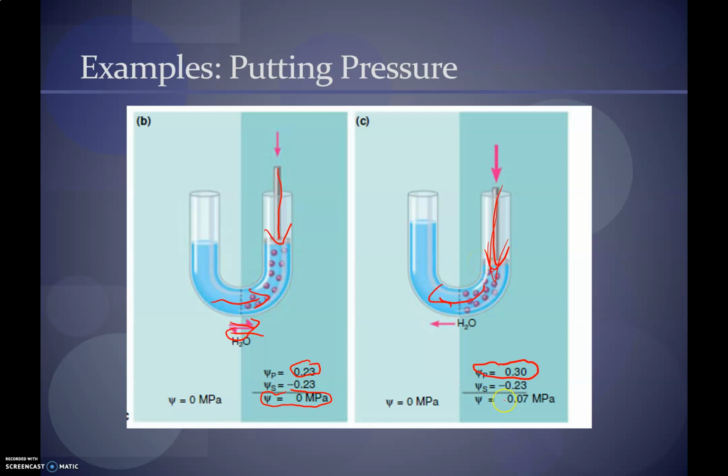Because now, remember, water always has to flow from an area of high water potential to an area of low water potential. So here, now the water potential is 0.07. That's a bigger number than 0. So even though there's more solute here, the water, because of the pressure, is going to flow in this direction.